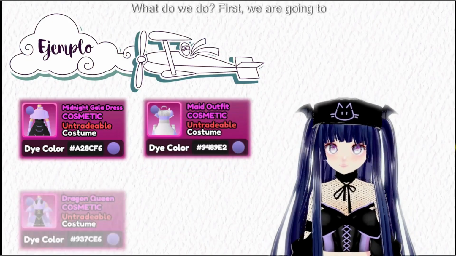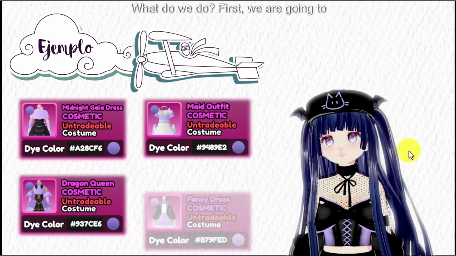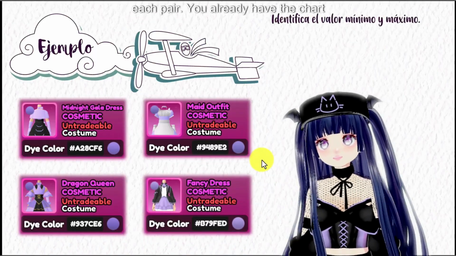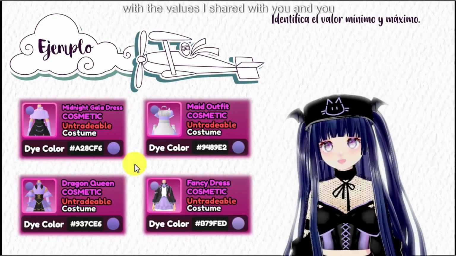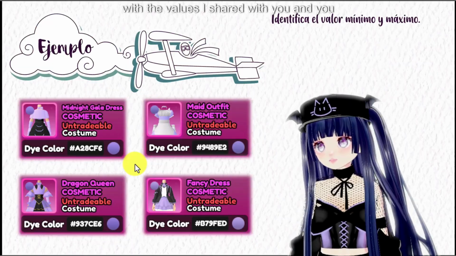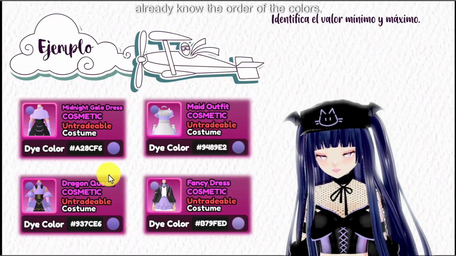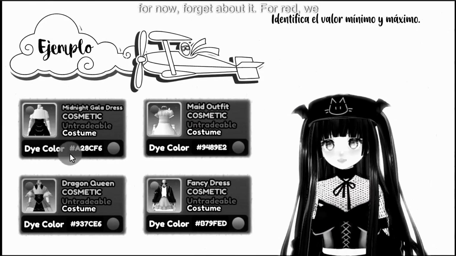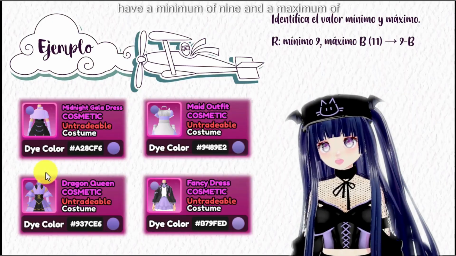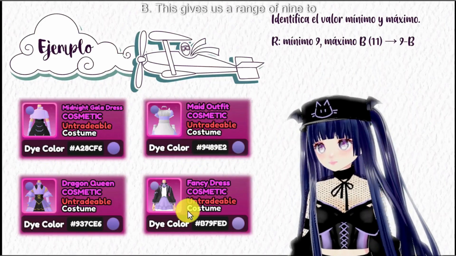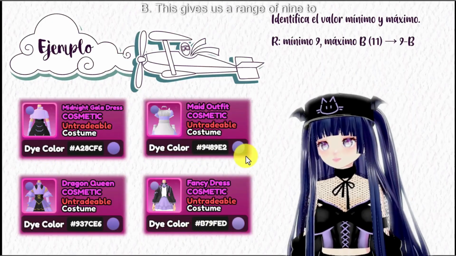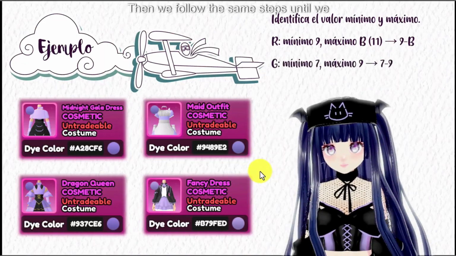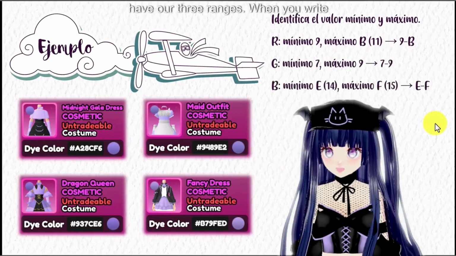See, they are also lavender. What do we do? First, we are going to identify the lowest and highest value of each pair. You already have the chart with the values I shared with you, and you already know the order of the colors. Remember that the second digit isn't useful for now. Forget about it. For red, we have a minimum of 9 and a maximum of B. This gives us a range of 9 to B, and we do the same for the others. Then, we follow the same steps until we have our 3 ranges.